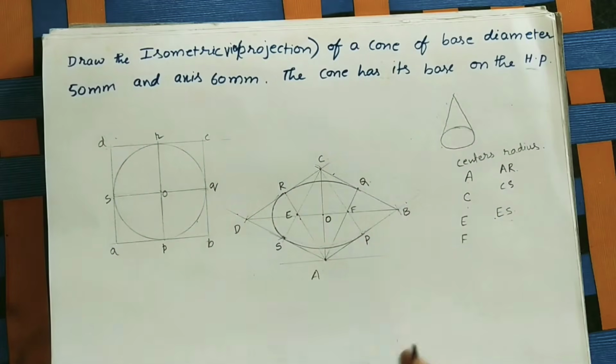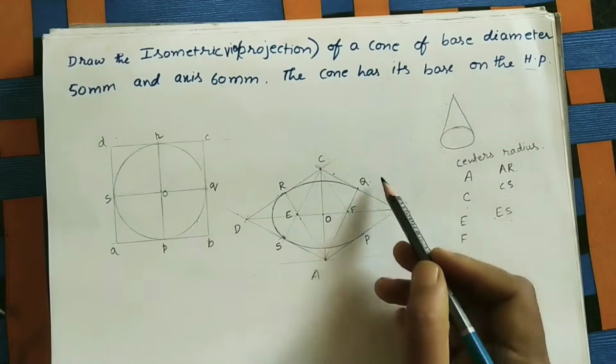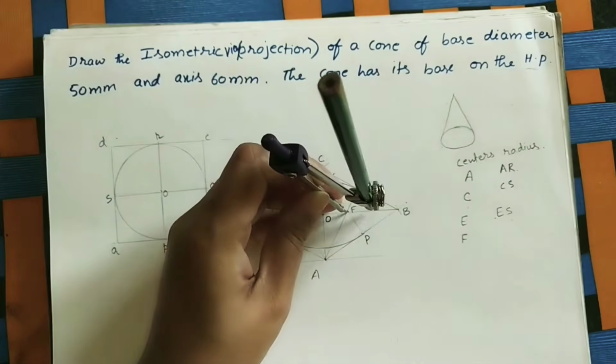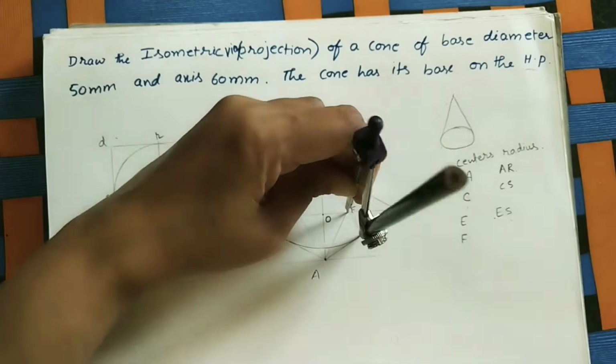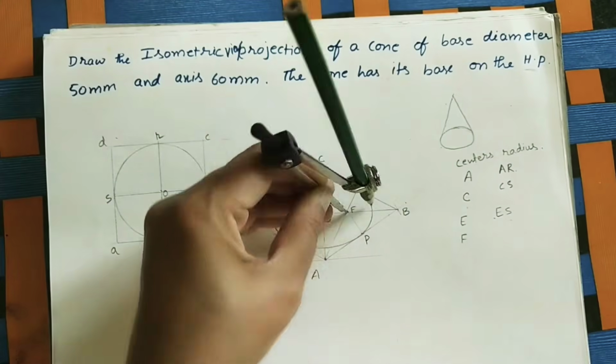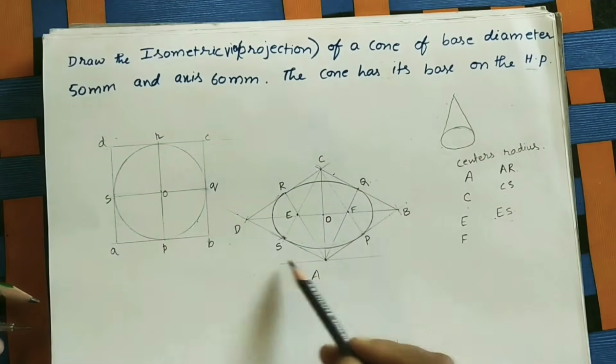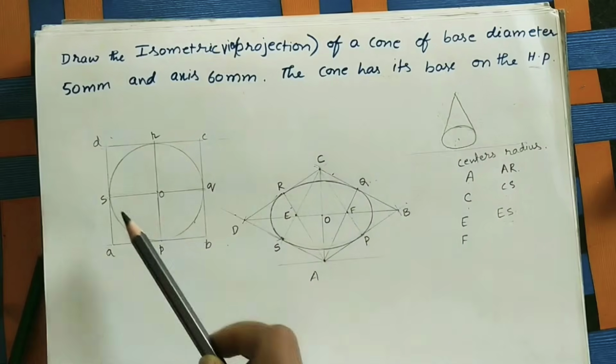Similarly, next center is F center, FQ or FP radius. F center, FP radius, do an arc here. Okay, we will get the complete ellipse. So this is the isometric view of this circle.